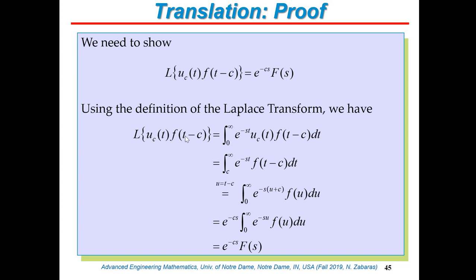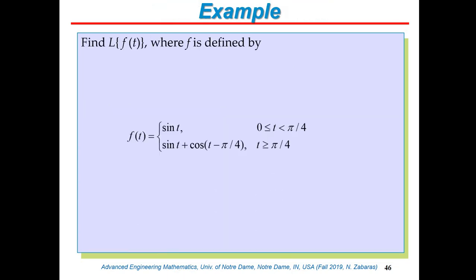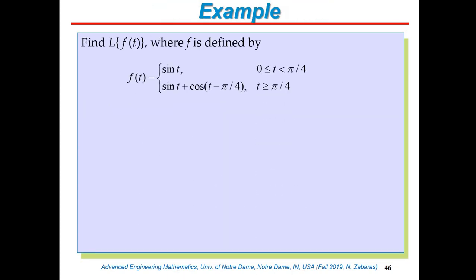So effectively, the Laplace transform of this shifted function of f by this distance c is e to the minus cs times F of s. So let me do an example. Let's suppose that we want to find the Laplace transform of this function.